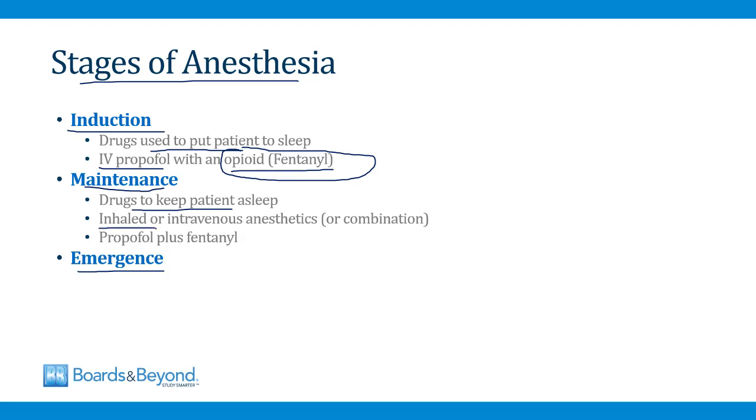During the maintenance phase, drugs are administered to keep the patient asleep. This is when inhaled anesthetics are sometimes used, but also intravenous anesthetics can be used, or sometimes even a combination of inhaled and intravenous drugs. So although we talked about propofol as an induction agent in this video, you should be aware that it's also often used for maintenance. It's a very popular drug for maintenance. The patient can be given a continuous infusion of propofol plus fentanyl for pain control, and this can be used to maintain anesthesia during long operations. And that concludes our module on intravenous anesthetics.